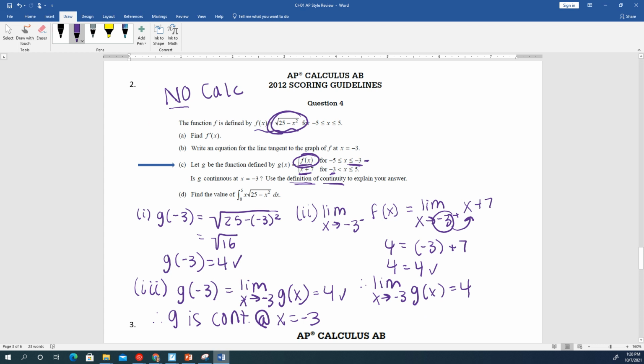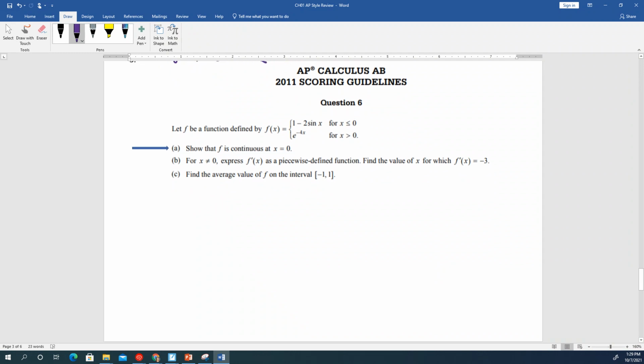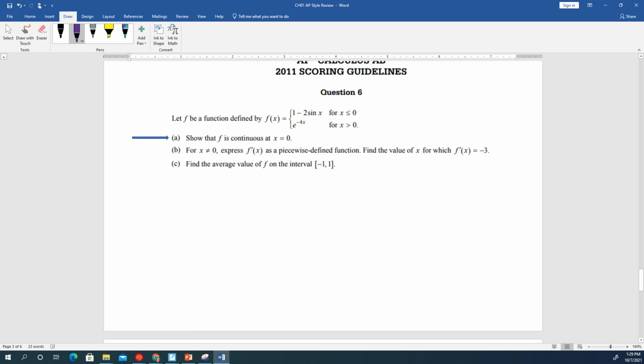Okay. The next one's very similar, so I'll let you guys try this one. This one's from 2011. Show that f is continuous at x equals 0. And again, we have a piecewise function here. This is no calculator still. So go ahead, start with that 3-part definition. See if you can figure that out.